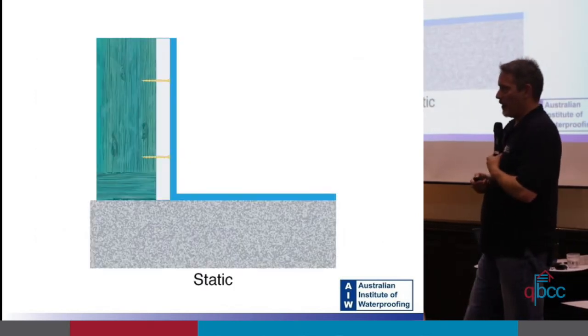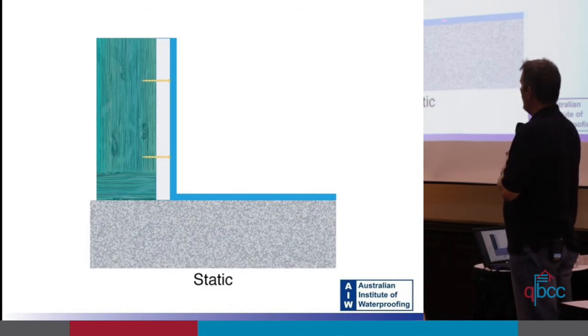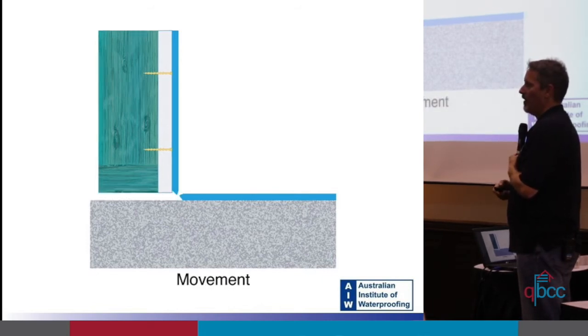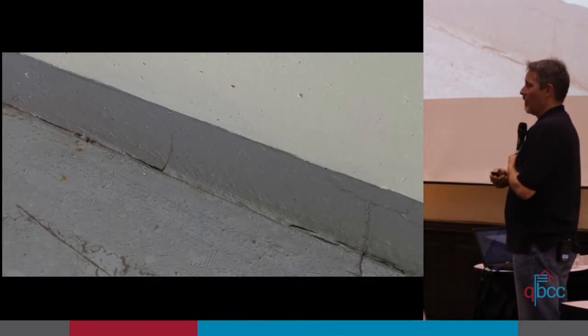So how bond breaking works, just so we got a membrane wall floor junction, and we basically do a 90-degree corner. So the membrane's basically attached everywhere. A little bit of movement, membrane just tears. Okay, and that's kind of what you'd see on site.